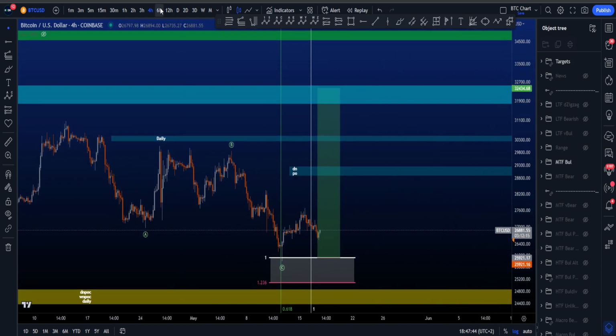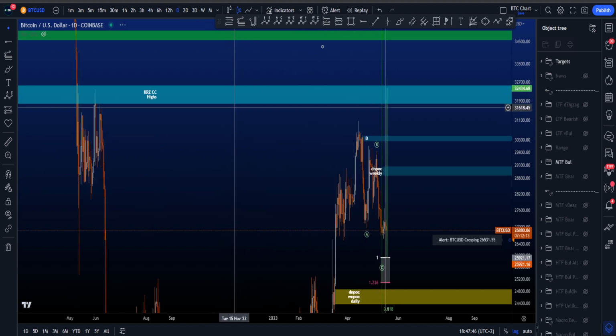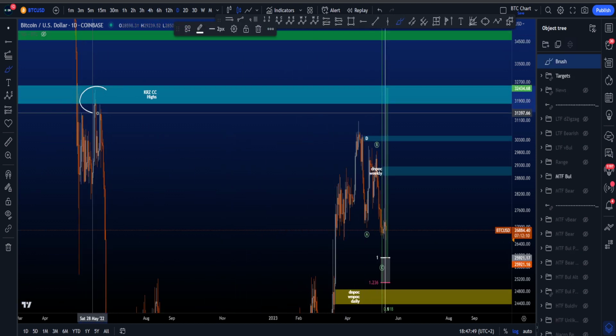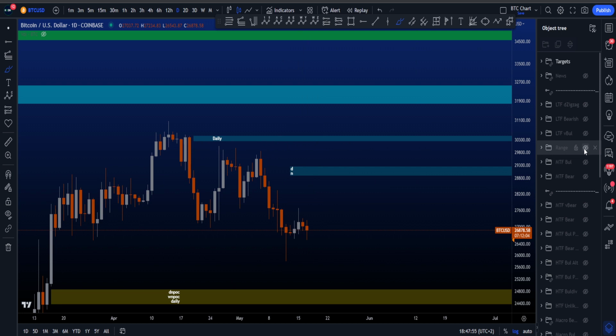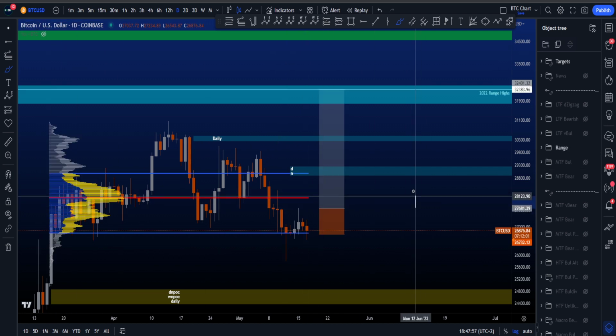32.4k area is very, very interesting, also because of the 2022 range highs that we have over here, for maybe a bit of a liquidity grab before then a move to the downside. But that is something I talk about in my macro and high time frame scenario video.